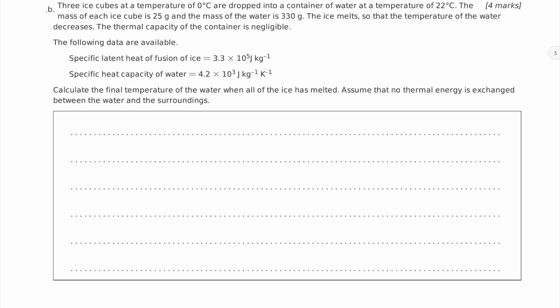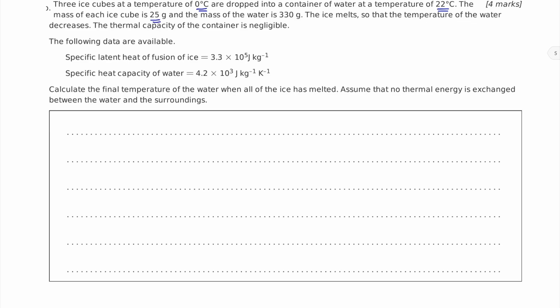Oh, so we've got a calculation here that we see quite often in paper 2. 3 ice cubes at a temperature of 0 degrees are dropped into a container of water at a temperature of 22 degrees. The mass of each ice cube is 25 grams and the mass of the water is 330 grams. The ice melts, so the temperature of the water decreases. The thermal capacity of the container is negligible. And we've got some data there. So let's have a think about this.